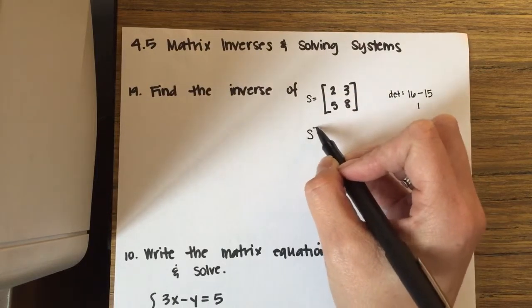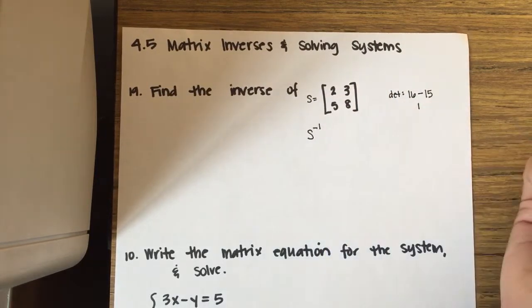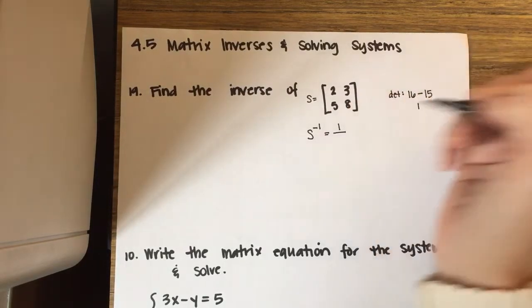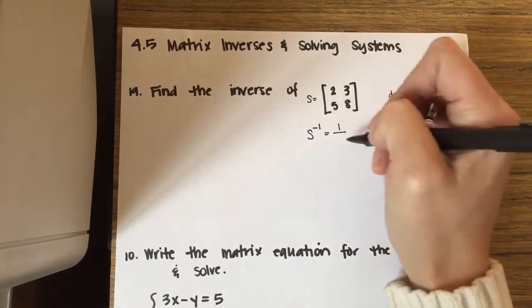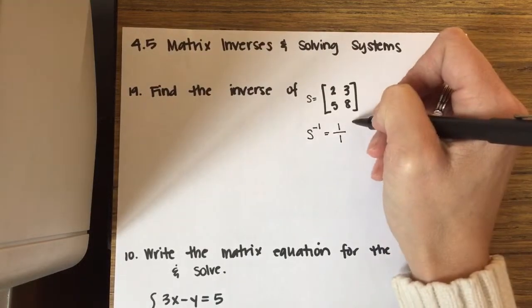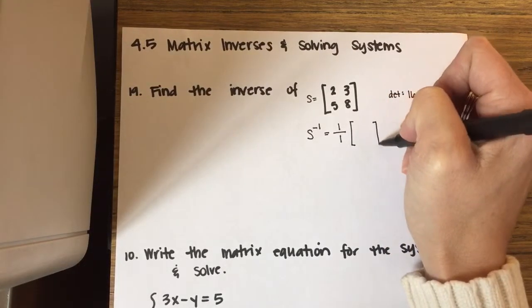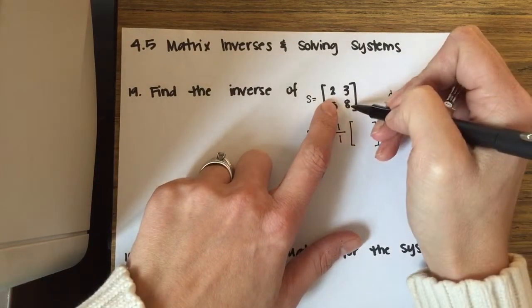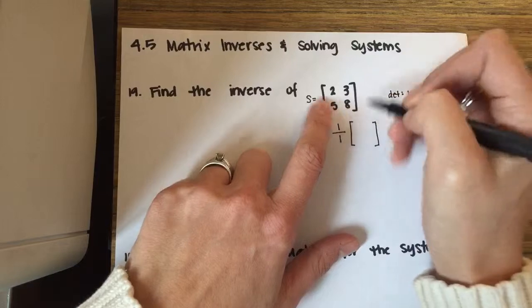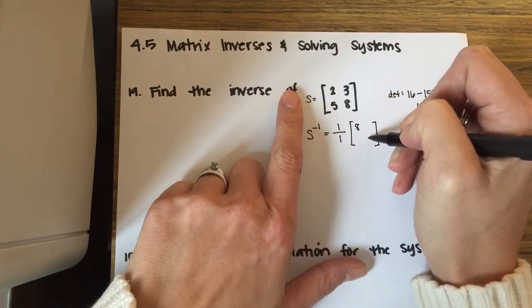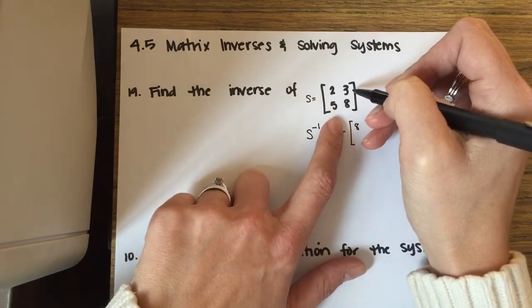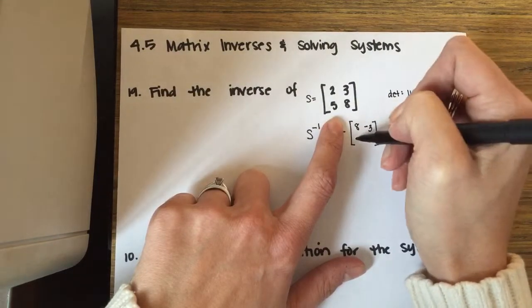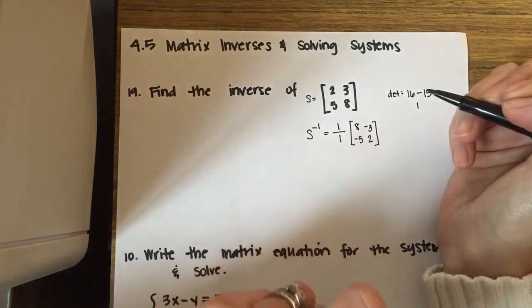So the inverse, S negative 1 means inverse of matrix S, is 1 divided by the determinant. Our determinant is 1, so we just get 1 over 1, multiplied by the matrix, so we have to revamp this one a little bit. We switch the two numbers along the main diagonal, 8 and 2 trade places, and we change the signs of the other two. So 3 changes to a negative 3, 5 changes to a negative 5.